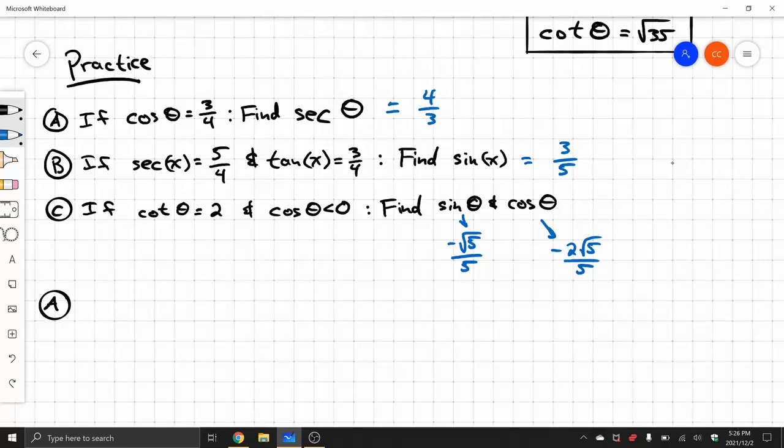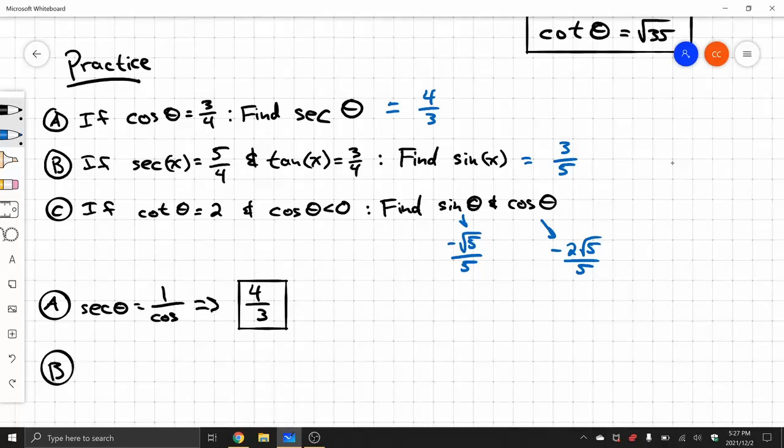Okay, so for A, we're given cosine, asked to find secant. I know that secant of theta is just the reciprocal of cosine. So all I need to do is take my cosine and flip it. I'm going to take the denominator and put it in the numerator. So that's just going to be 4/3. Real simple on that one.